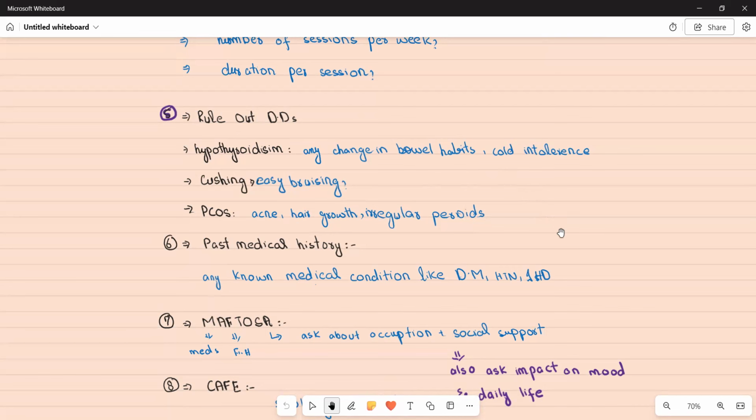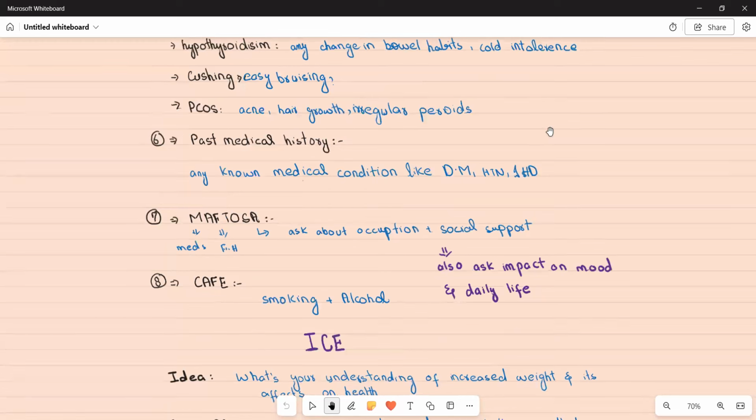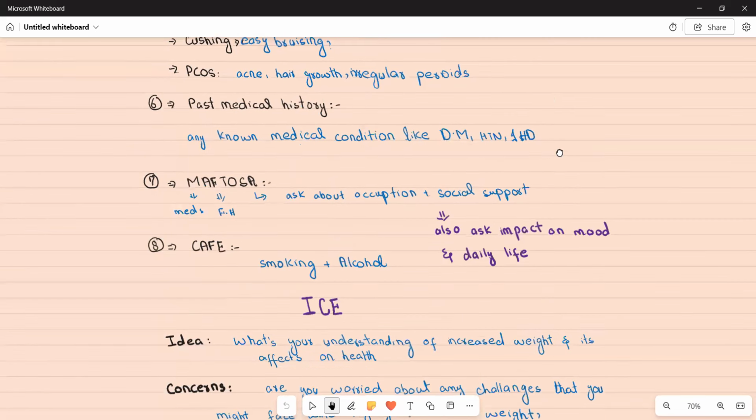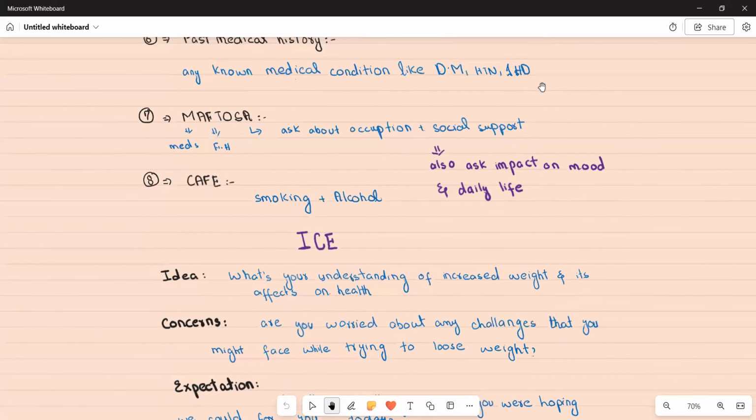Okay, so that was all your history of presenting illness. Now we are going to ask them about their medical history. So any known medical condition like diabetes mellitus, any hypertension, any ischemic heart disease, and also ask about joint pains, okay? Because obesity can lead to osteoarthritis. So that was about their past medical history.